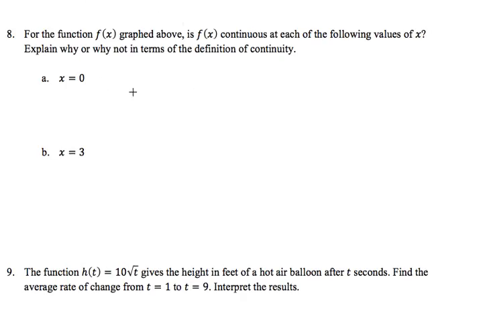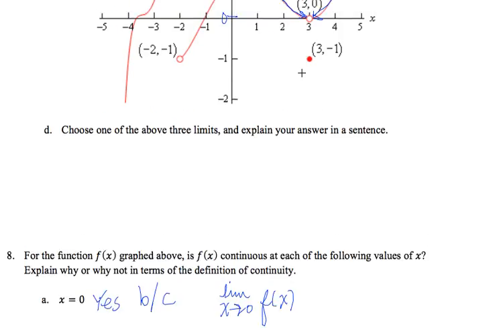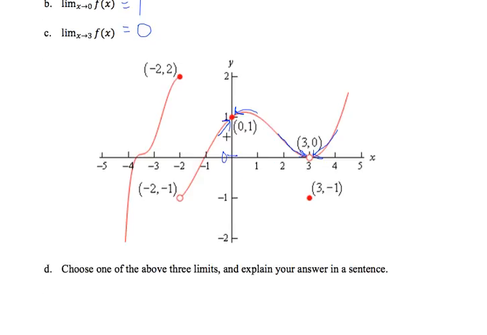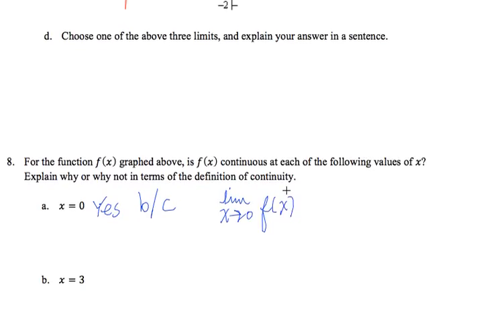So at x equals 0, it is continuous, we can say yes. And that is because the limit as x approaches 0 of f of x, okay, that limit is equal to 1, which is also equal to f of 0. So something like this would be a good explanation.